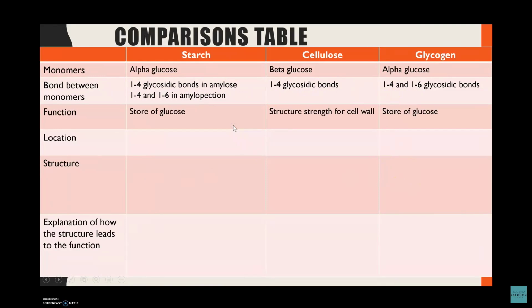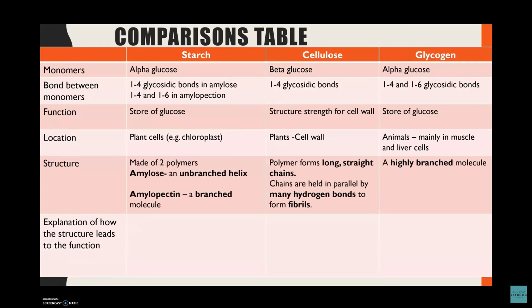Function. So starch and glycogen are stores of glucose, whereas cellulose is for structural strength in the cell wall. Location. Starch is found in plant cells, for example inside of chloroplasts. Cellulose is also found in plant cells inside of the cell wall. And glycogen is found in animals in the muscle and liver cells. So the structure. Starch is made up of 2 polymers of alpha glucose. Amylose, which is an unbranched helix, is unbranched because it only contains 1 to 4 glycosidic bonds. Amylopectin is branched, and that's because it also has the 1 to 6, and that causes the branching.